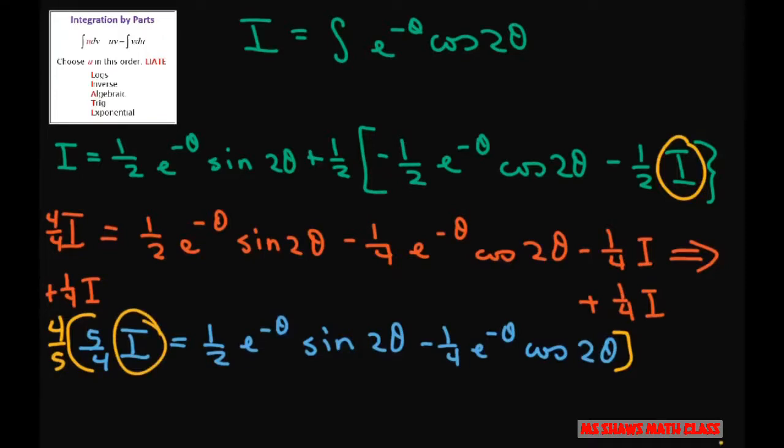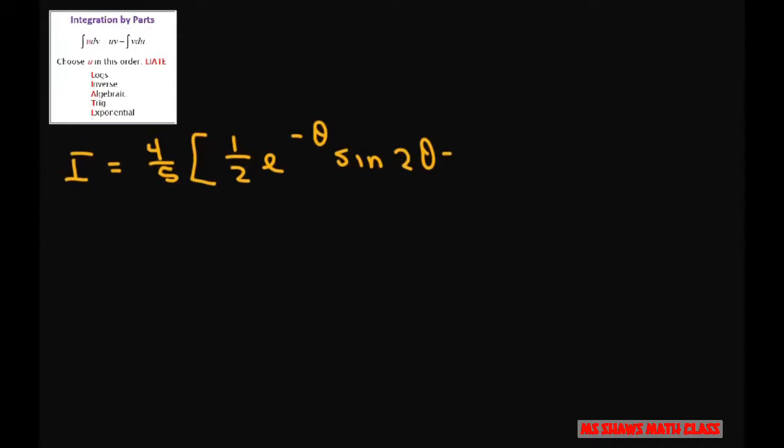So we're going to have I equals, it's going to be 4/5 times 1/2 e to the negative theta sine of 2 theta minus 1/4 e to the negative theta cosine of 2 theta, and then we have to put our constant, let's call it constant 1.